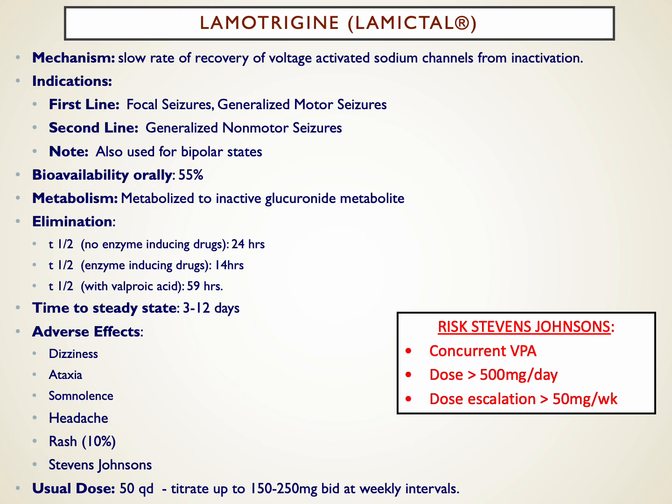Another agent that you'll see used, probably more so in mental health actually than, at least that I see used, for seizure control, but is a first-line agent for some seizure types, is lamotrigine as well. And so for focal seizures or generalized motor seizures, Lamictal or lamotrigine is a reasonable agent to consider. It's also used for generalized non-motor seizures and can be used in bipolar states. And in fact, in many settings in mental health, this is one of the first-line agents used for bipolar. And so this is an agent that comes back when we talk more in the mental health block.